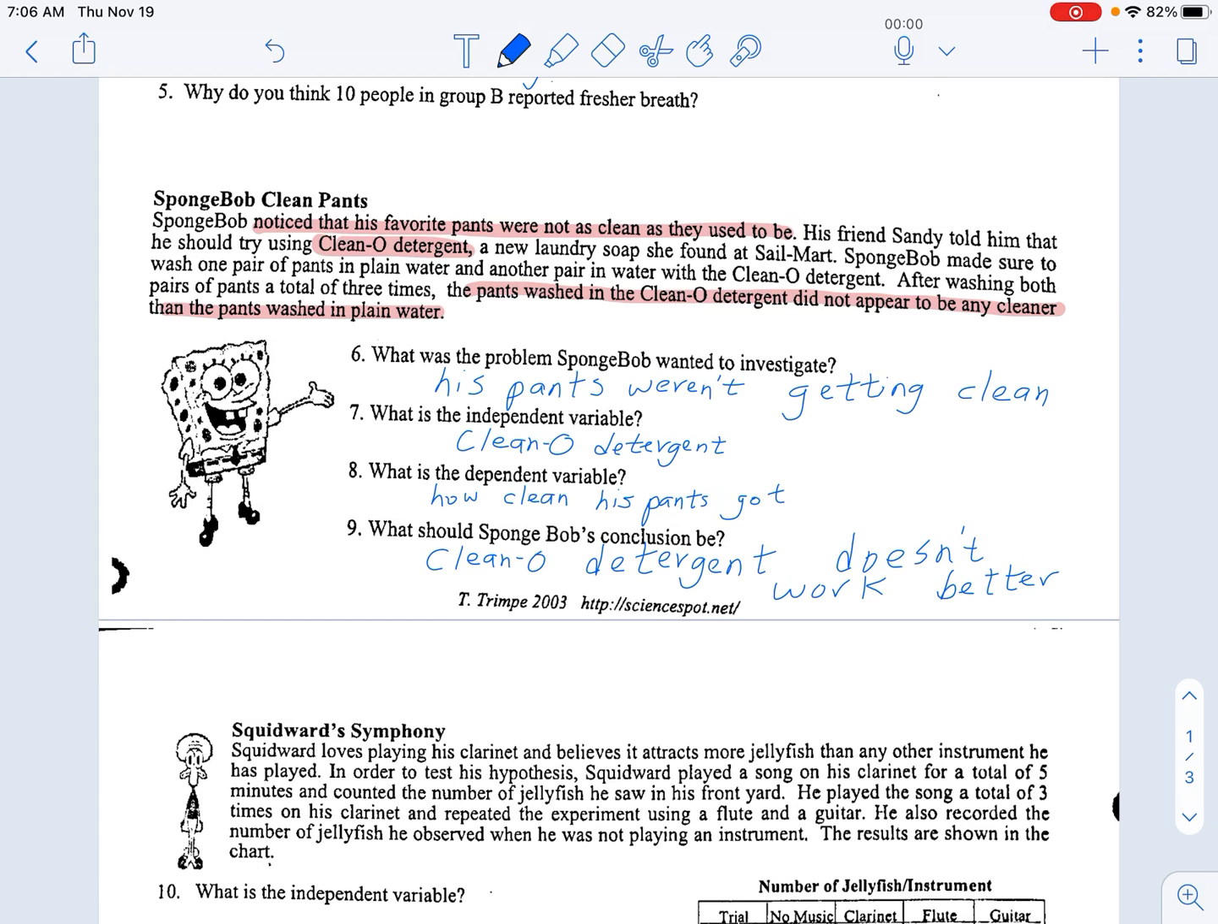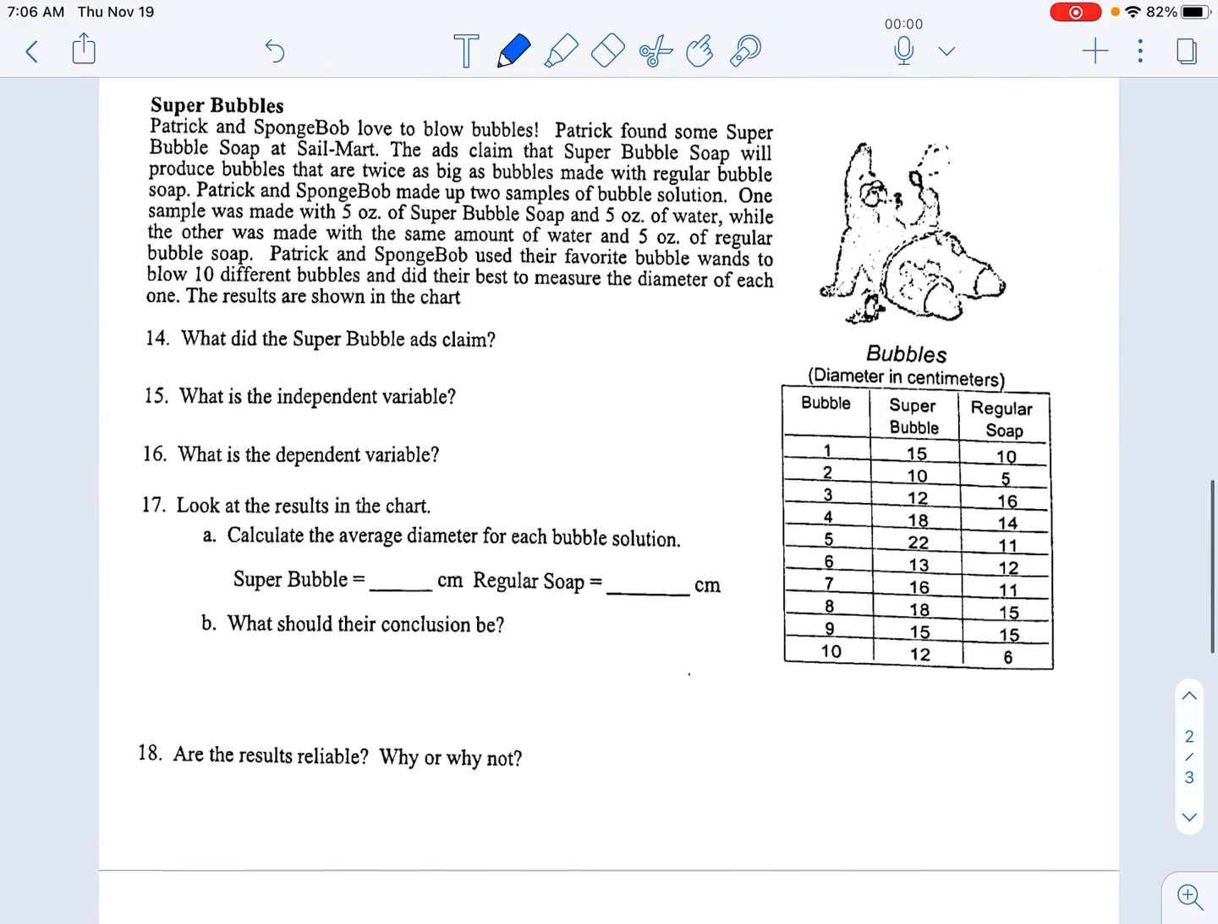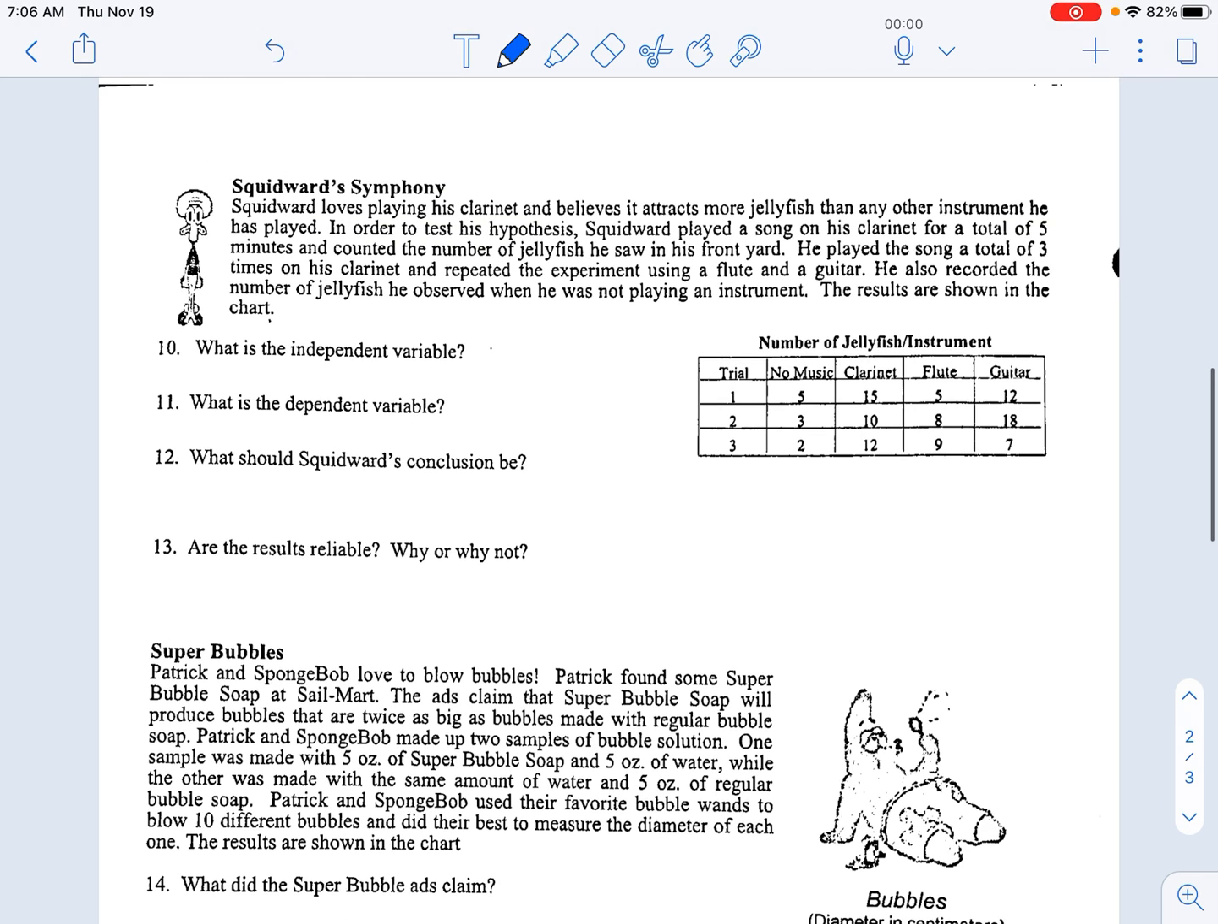I would like you to finish this worksheet as homework. There are 2 more stories or 2 more scenarios for you to read and answer the questions about. Make sure to look back at those definitions if you don't remember what's what, and let me know if you have any questions. Thanks.